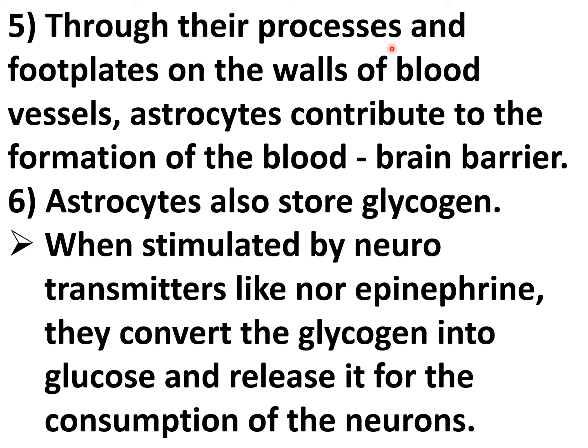Through their processes and footplates on the walls of the blood vessels, astrocytes contribute to the formation of the blood-brain barrier. And then the astrocytes also store glycogen. When stimulated by neurotransmitters like norepinephrine, they convert glycogen into glucose and release it for the consumption of the neuron.